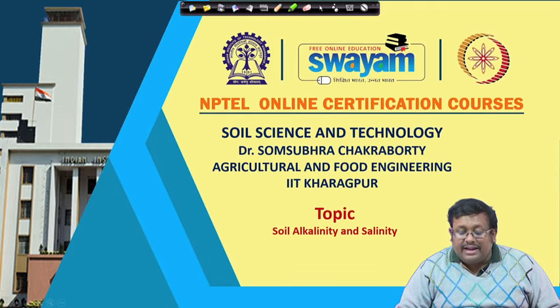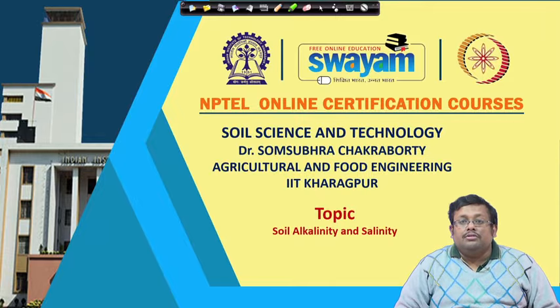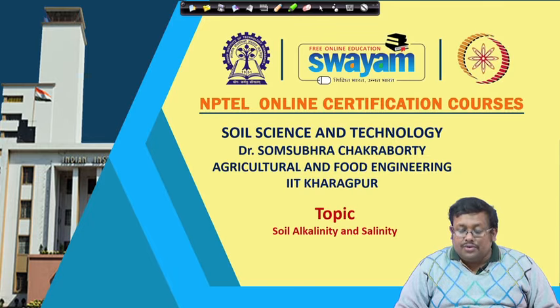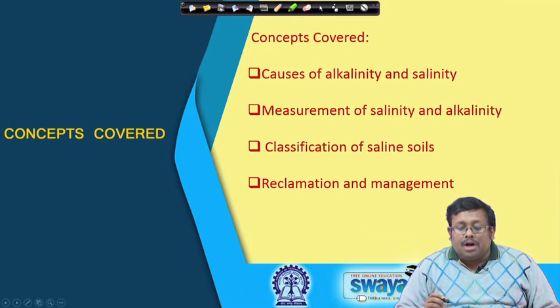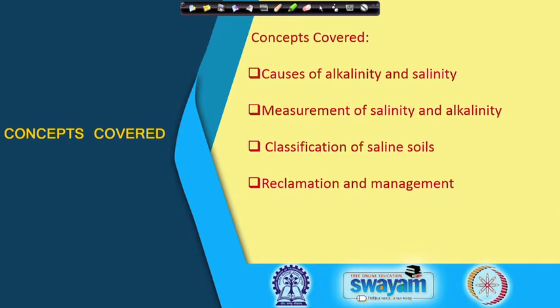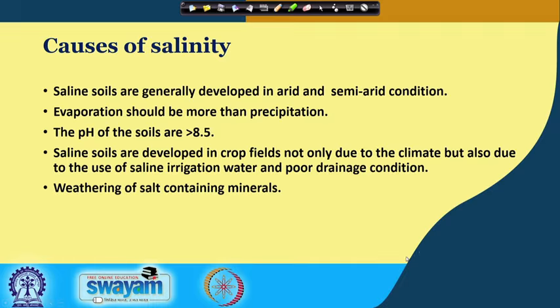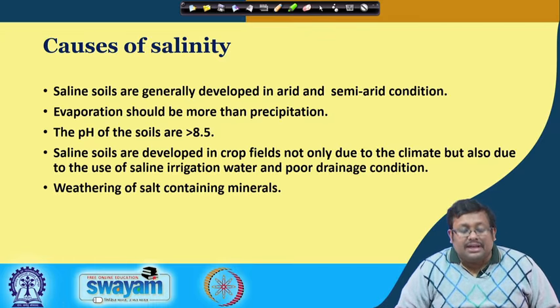Let us move ahead and see what is soil alkalinity and salinity. These are two important problematic soils which we are going to discuss now. The concepts which we will cover are the causes of alkalinity and salinity, then how we measure salinity and alkalinity, then classification of the saline soil, and then reclamation and management of those saline and alkaline soils. Now, let us see what are the causes of salinity.